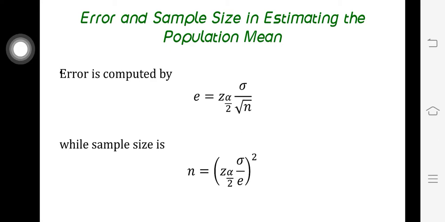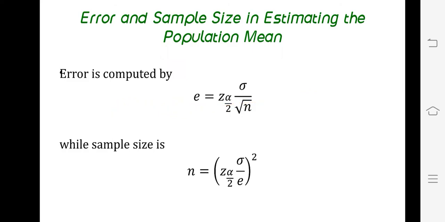Okay, so this will be part 3 of estimation of parameter. For now, I am going to discuss error and sample size in estimating the population. So error is computed by this formula. The error is given by or represented by the variable e.